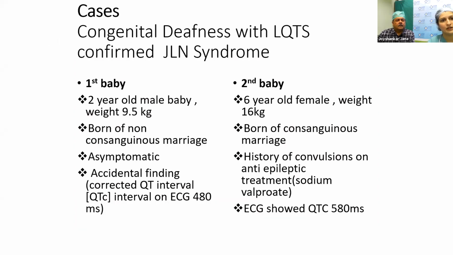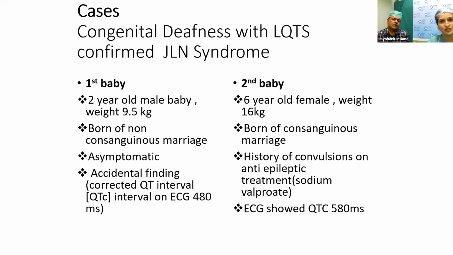Now let's come to our 2 cases. The first baby was a 2-year-old male baby weighing 9.5 kgs. He was born of non-consanguineous marriage. The patient was asymptomatic, and long QT syndrome was an accidental finding where the QTc interval on the ECG was more than 480 milliseconds.